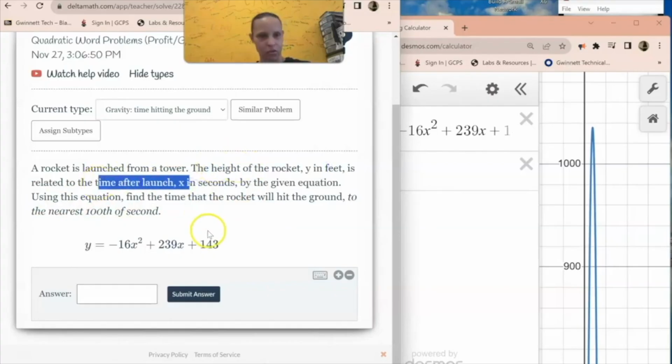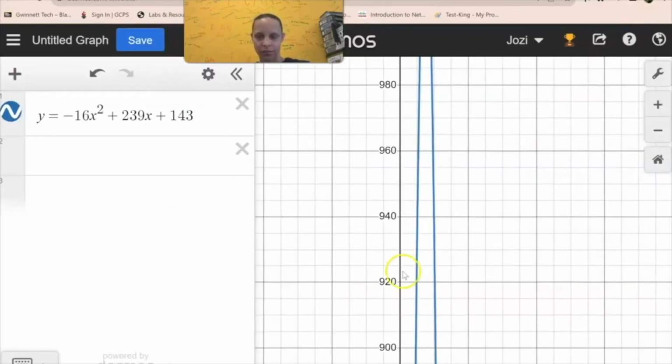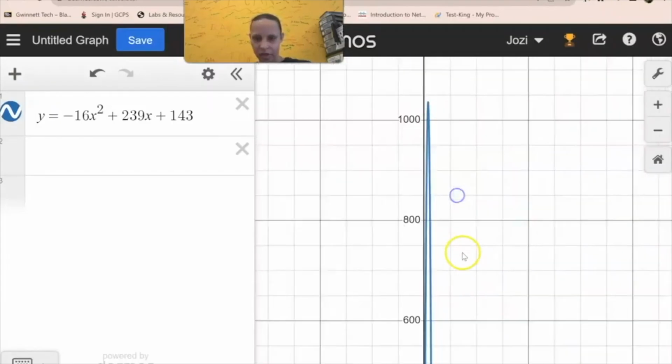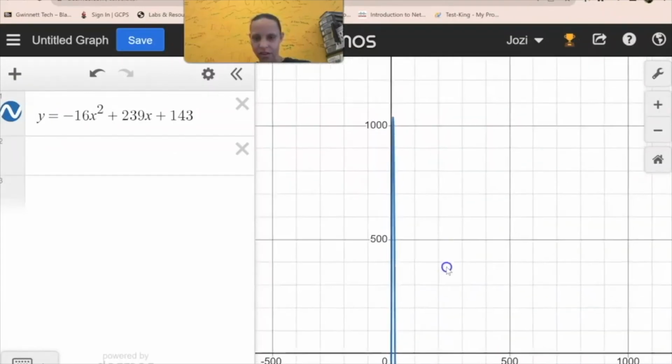So find x. Whatever I get, find x. It takes the rocket to hit the ground. Okay, so let's think about this logically. The rocket goes, okay, whatever. Zoom out, zoom out, zoom out. This is not a good example, but okay.